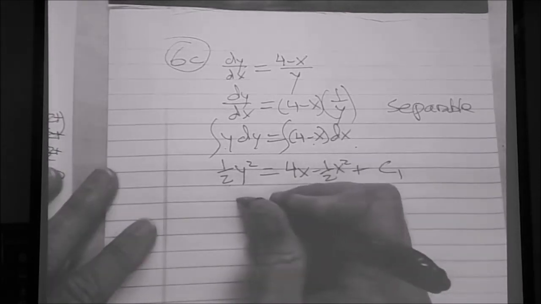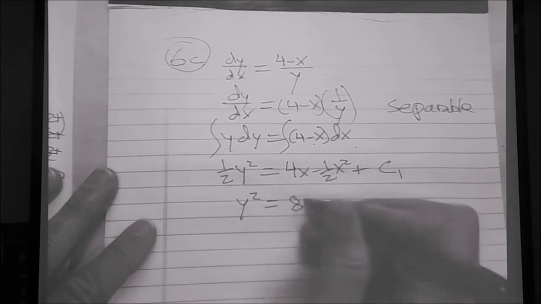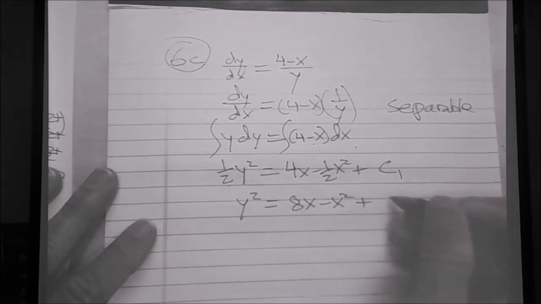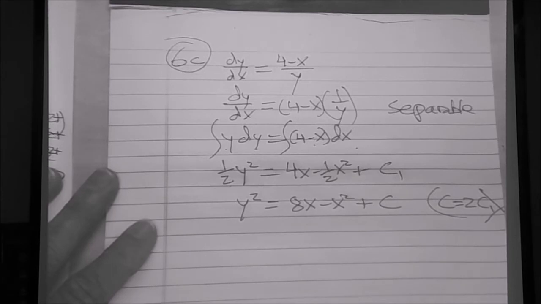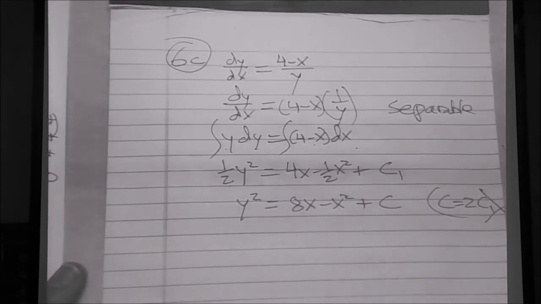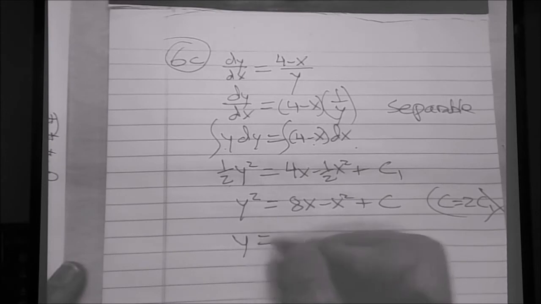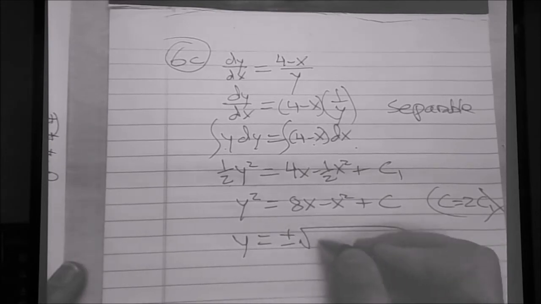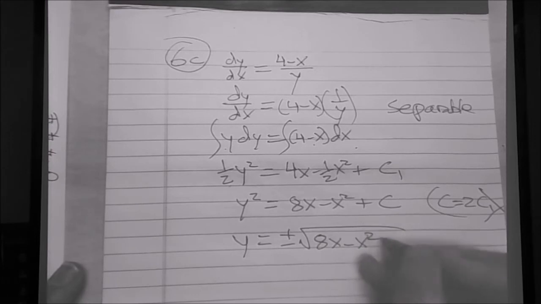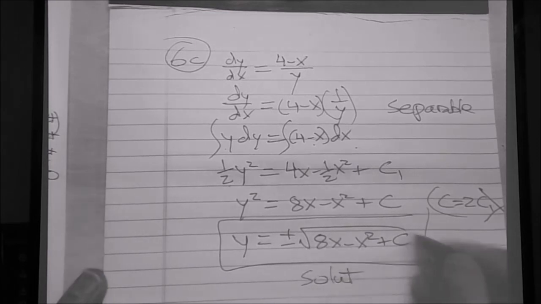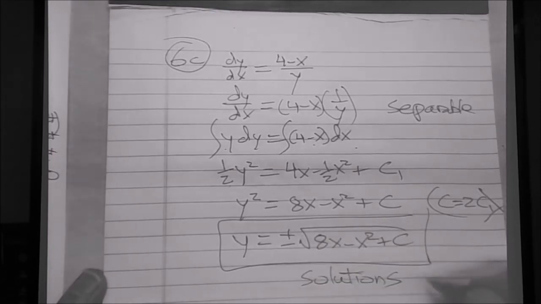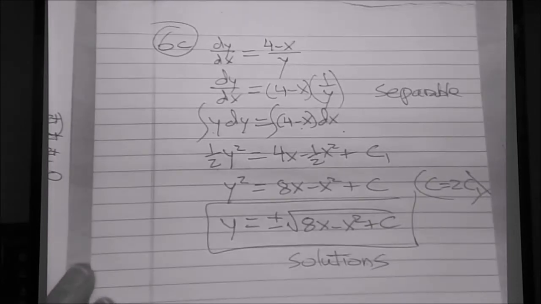Let's multiply by 2 and get y squared equals 8x minus x squared plus, let's call it c, where c is equal to 2c1, is still an arbitrary constant. I don't want to write 2c1, I'll just write c, it's easy, right? Now y must be plus or minus the square root of 8x minus x squared plus c. These are pairs of solutions, one solution for the plus, one solution for the minus, and then also for each c, and the initial conditions will determine c and whether you use plus or minus. These are explicit solutions, that's what I wanted on that problem.